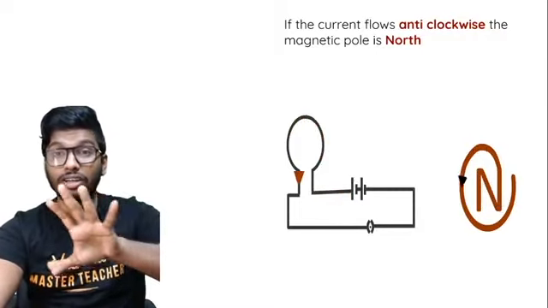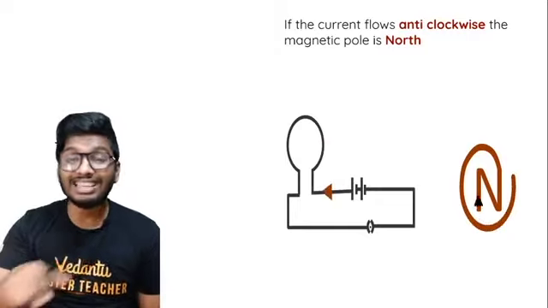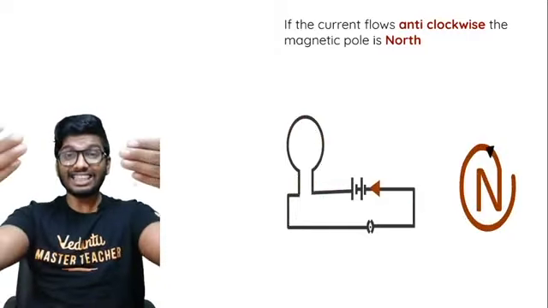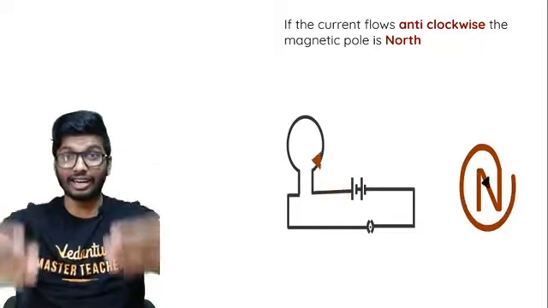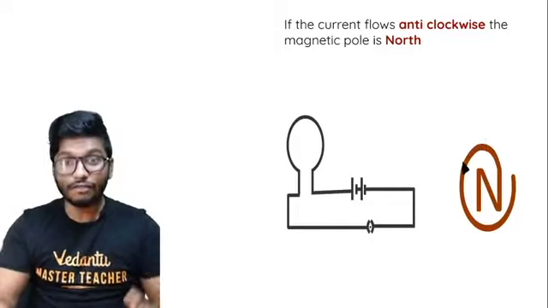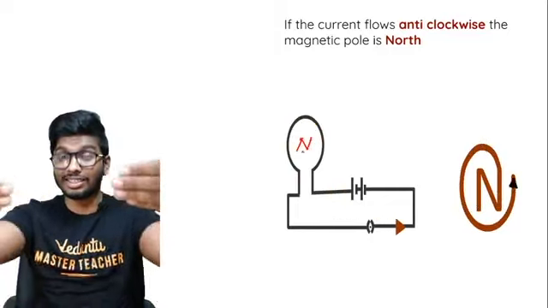Now, what you have to understand is this, guys. If the current is passing in the anti-clockwise direction, then the side that you are facing, if the current carrying conductor is this way and you're facing that current carrying conductor, that side that you're facing would be the North Pole. That would be the magnetic North Pole, the side that you're facing.